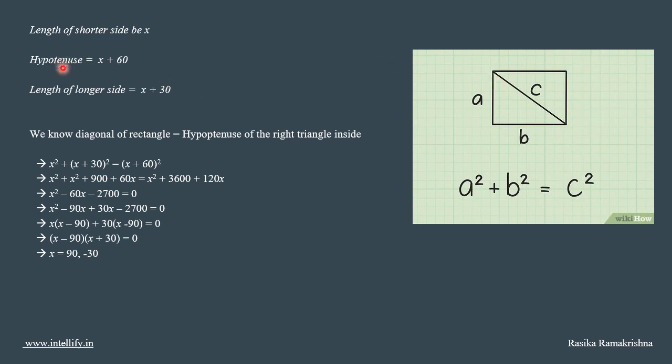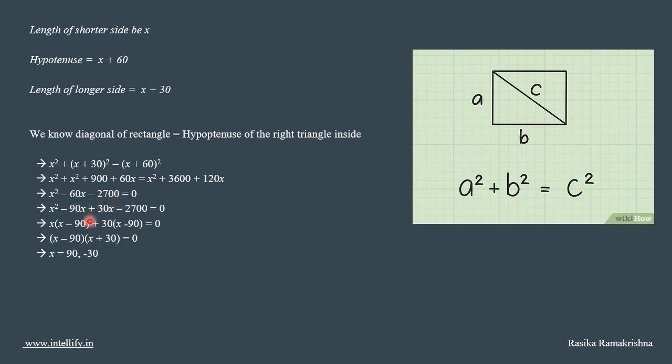So with the information that's given to us, let's try and apply the Pythagoras theorem. We will have x squared plus (x plus 30) the whole squared equal to (x plus 60) the whole squared. That is, base squared plus height squared is equal to hypotenuse squared. From here you can expand and simplify and you'll be left with x squared minus 60x minus 2700 equal to 0. So you have a quadratic equation here and it's your job to solve this.